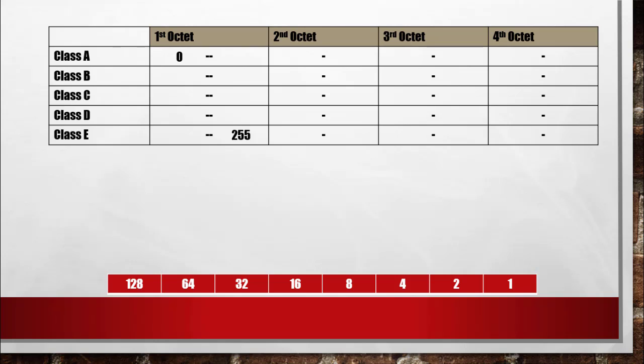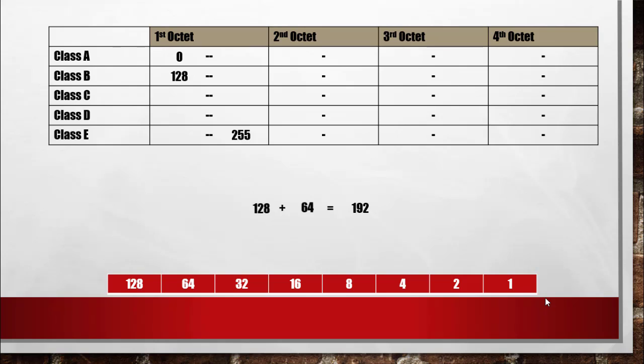Let's first fill the starting line for A, B, C, D and E. We have already written the starting number for A as 0. Let's see how the others will work out. The first one in the number line is 128. If I take this 128 and apply it for class B, that would be my first starting digit for class B. Now for class C, I'm going to take 128 plus 64, which will give me 192.